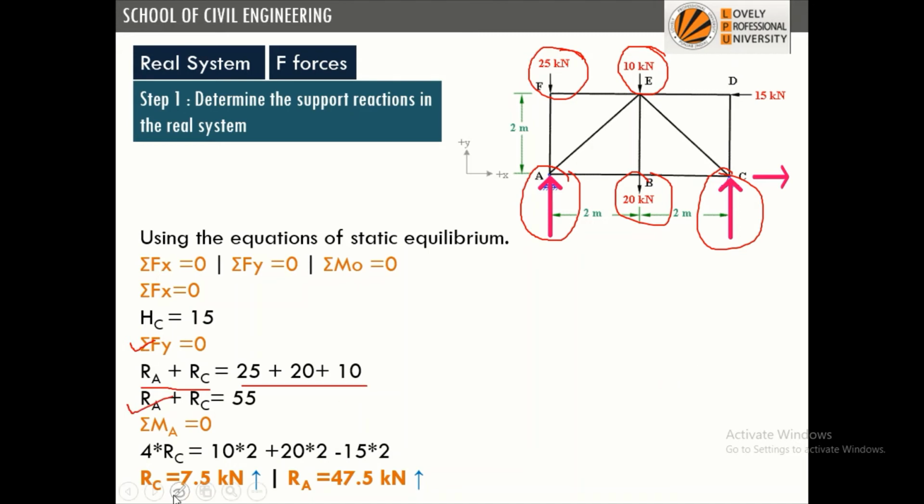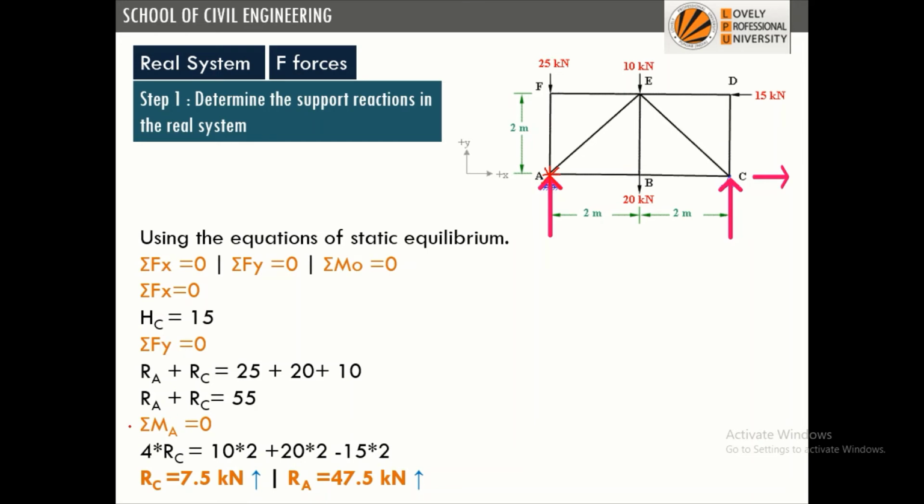Now we'll take moment about point A. Sigma moment about point A means the summation of moments of all the forces about point A is going to be 0. The first thing we should check is which forces will not give any moment about this point. If we extend this 25 kilonewton force, it will pass through point A, so it will not give any moment. The horizontal reaction at C will also not give any moment about point A, and the vertical reaction at A will not give any moment about this point.